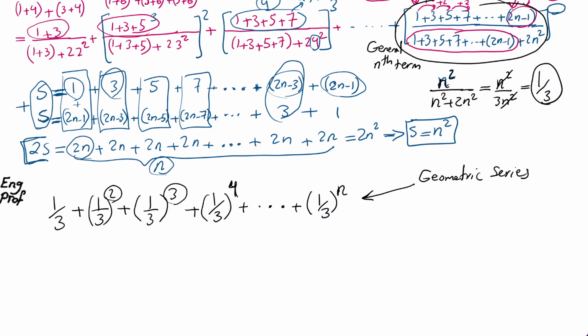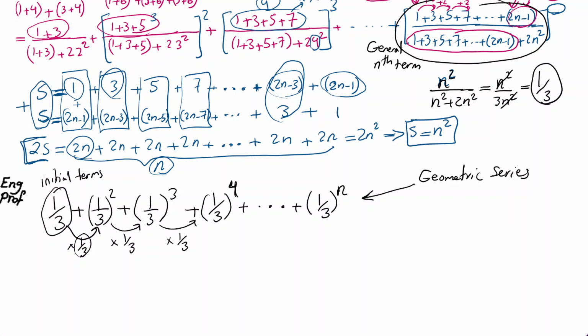with initial term 1 over 3, and we have a common ratio, which means with what multiplier we are getting to the next term. So we want to get to 1 over 3 to the power 2, so we are multiplying the prior term with 1 over 3. And we keep doing so from 1 over 3 to the power 2. How do we get to 1 over 3 to the power 3? By just multiplying by another 1 over 3. So we can see that any term to the next term is simply multiplied by 1 over 3. This is the classic definition of a geometric series.